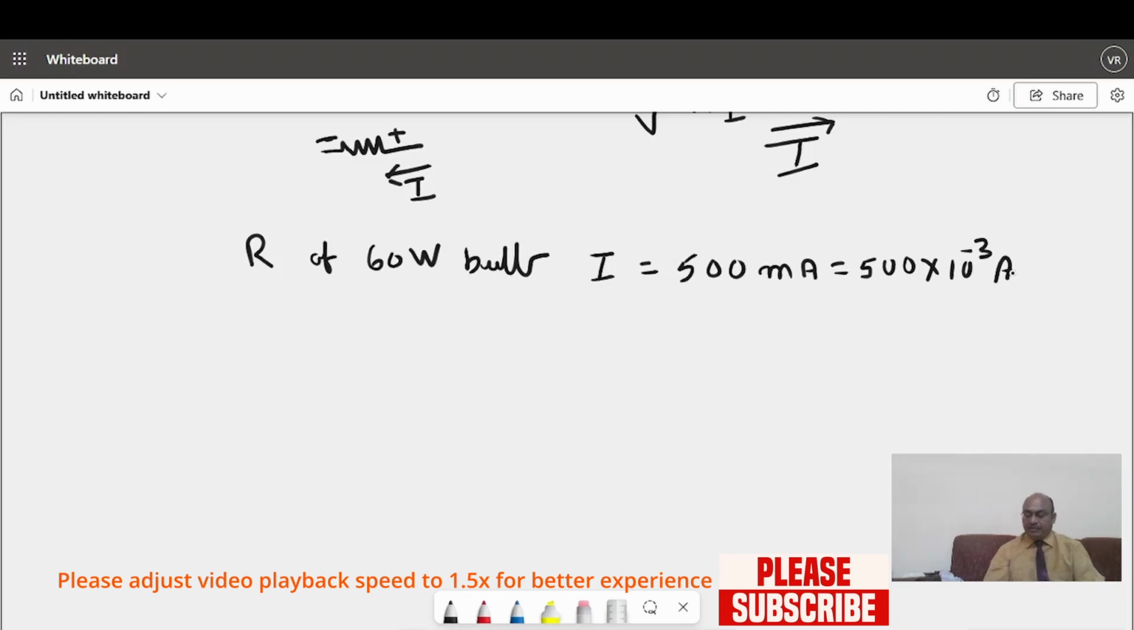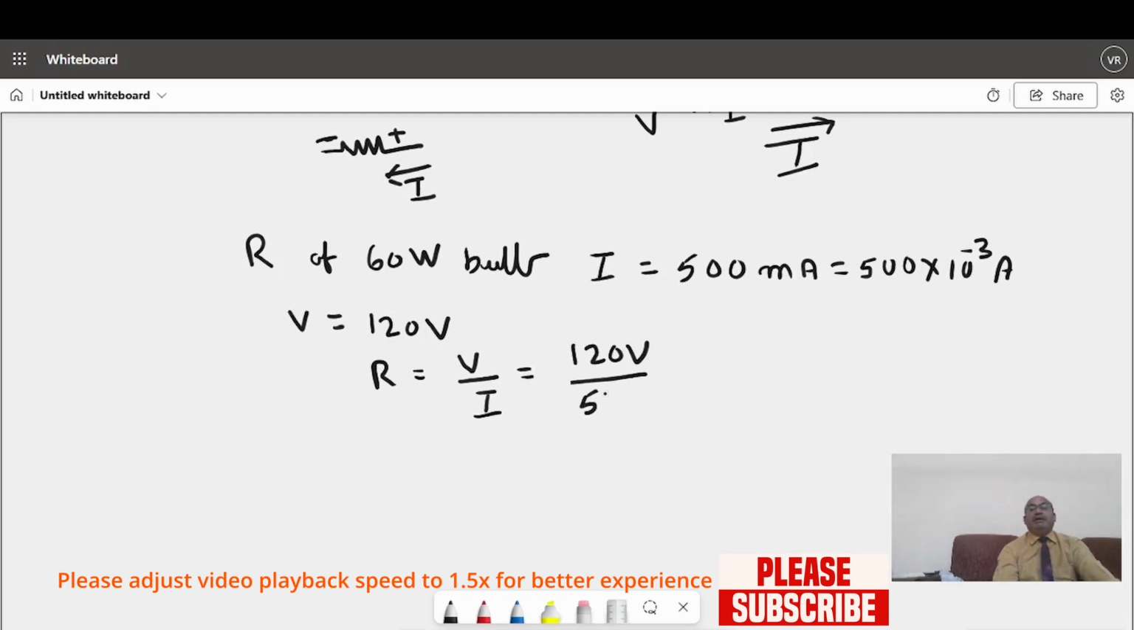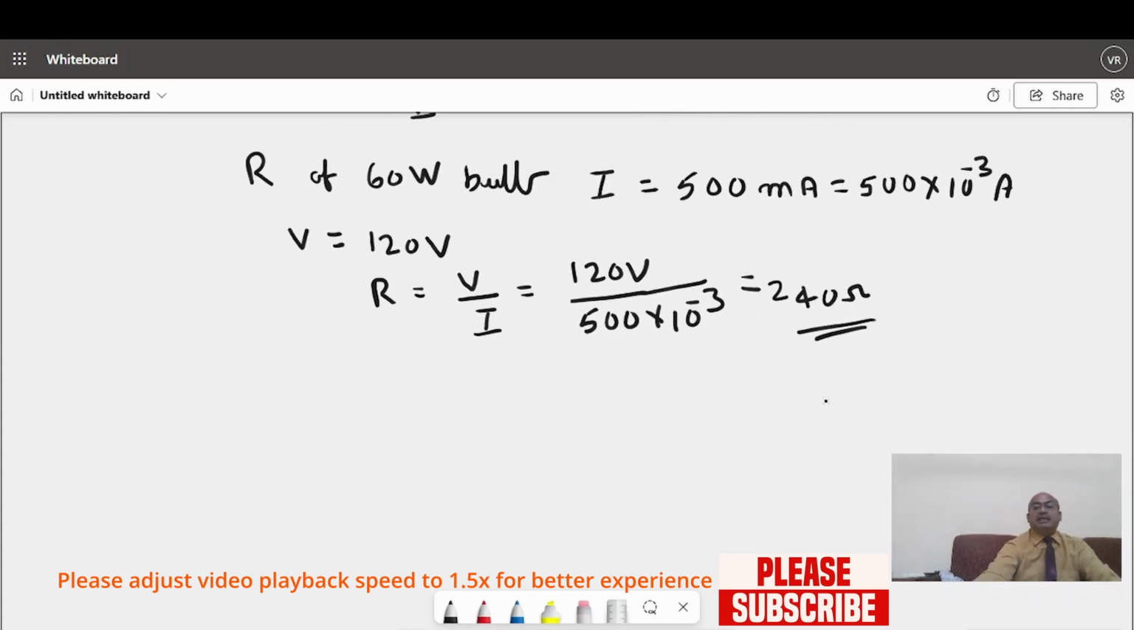Immediately we have to convert. The applied voltage is V is equal to 120 volts, and he is asking for R. What is the fundamental formula? R is equal to V by I. So R is equal to 120 volts divided by 500 into 10 to the power of minus 3, which is equal to 240 ohms. This is the answer. Like that, simple.